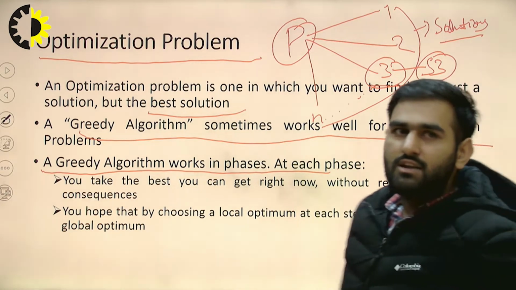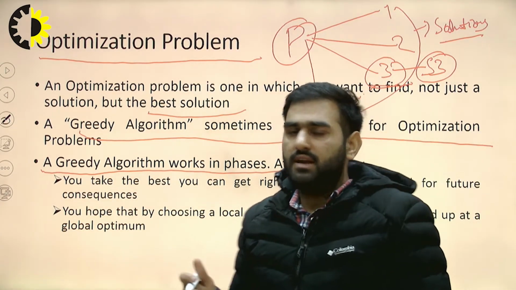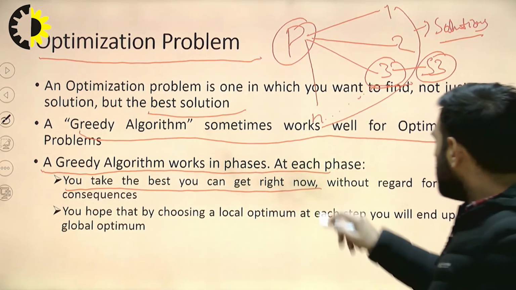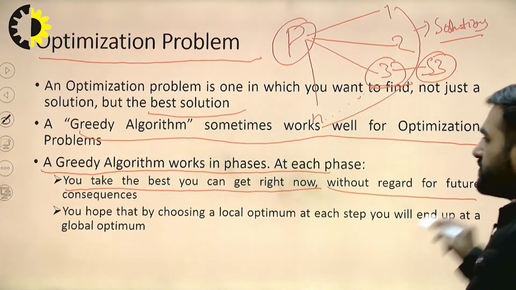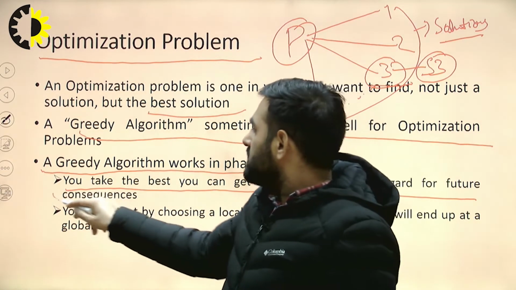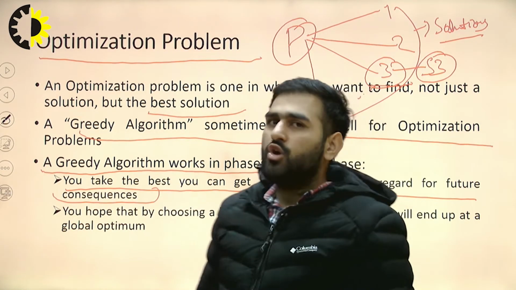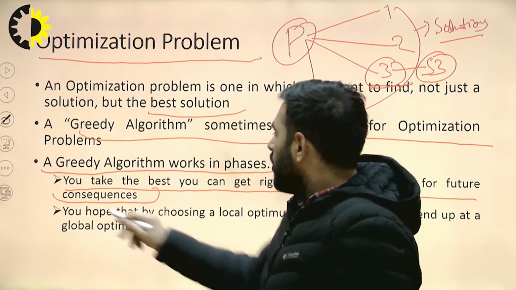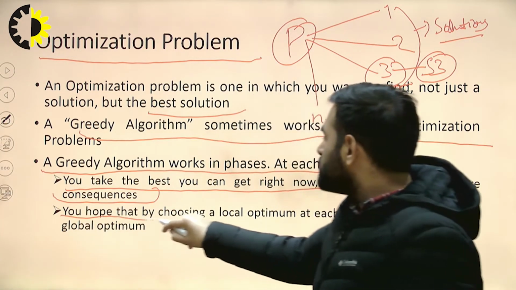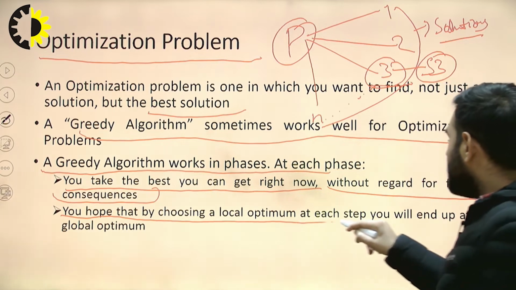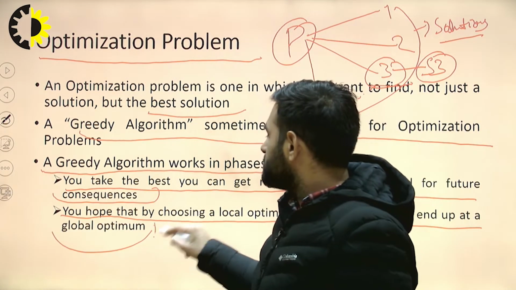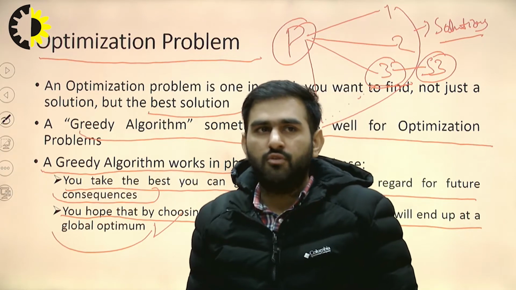It means the greedy works in two phases or two states. You take the best you can get right now without regard for future consequences. You will always look for the locally optimal solution, or a choice which is the best for now, and you hope that by choosing a local optimum at each step you will end up at a global optimum. These are the two phases for the optimization problem.